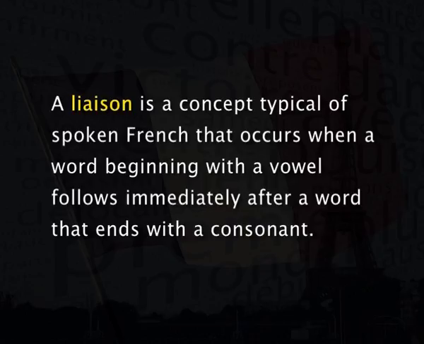In this section, we will learn about the liaison. A liaison is a concept typical of spoken French that occurs when a word beginning with a vowel follows immediately after a word that ends with a consonant. So when you have such a grammatical situation, the normally silent consonant at the end of the first word is pronounced at the beginning of the second word.